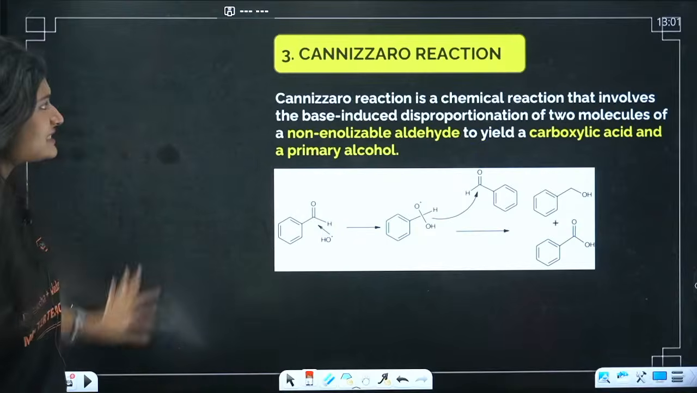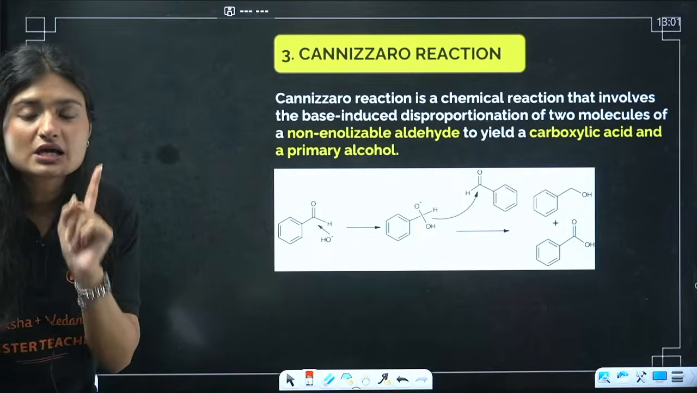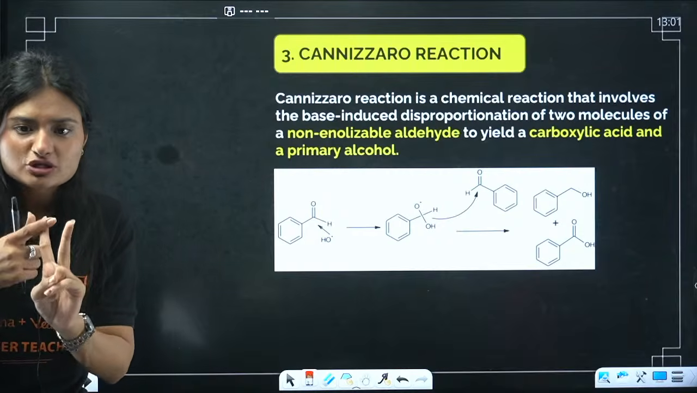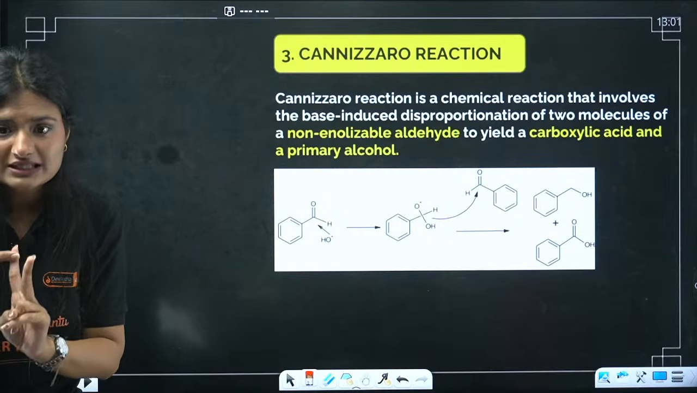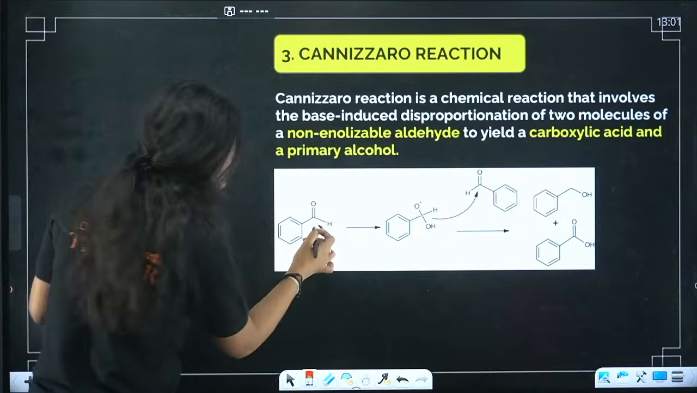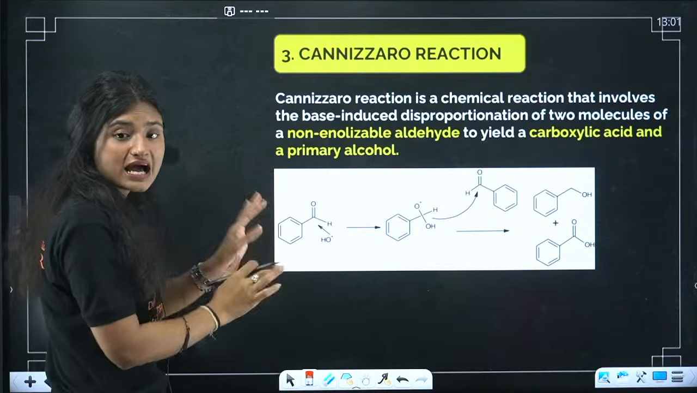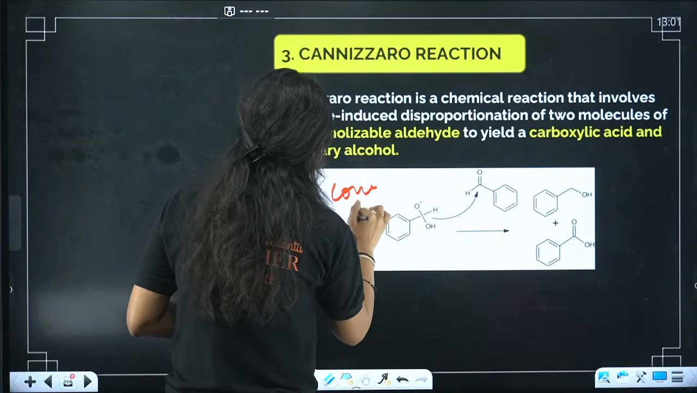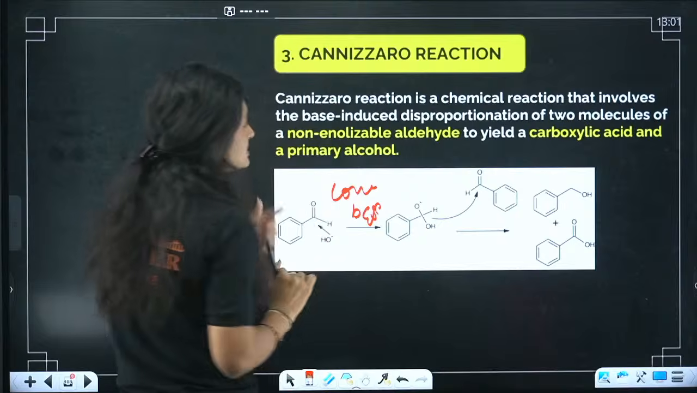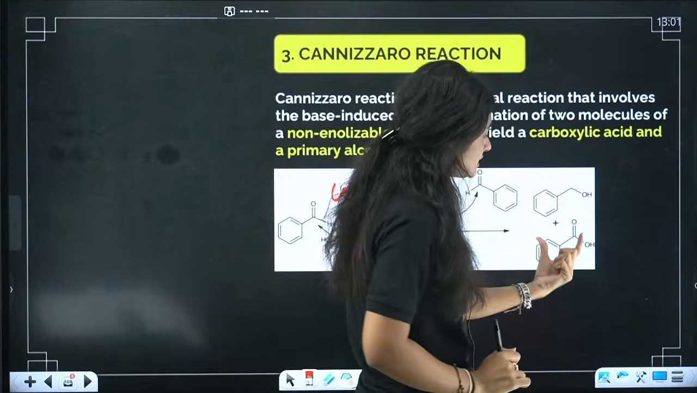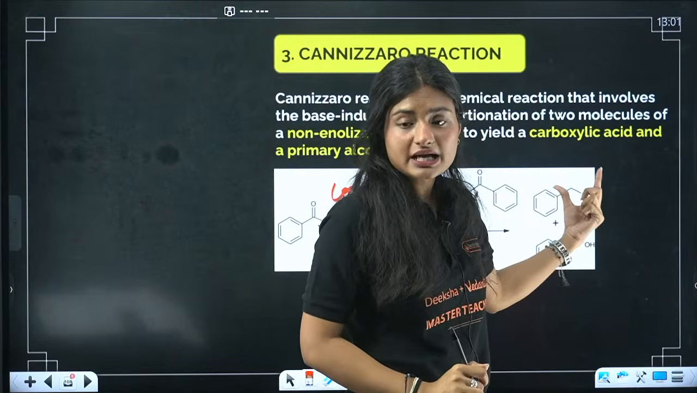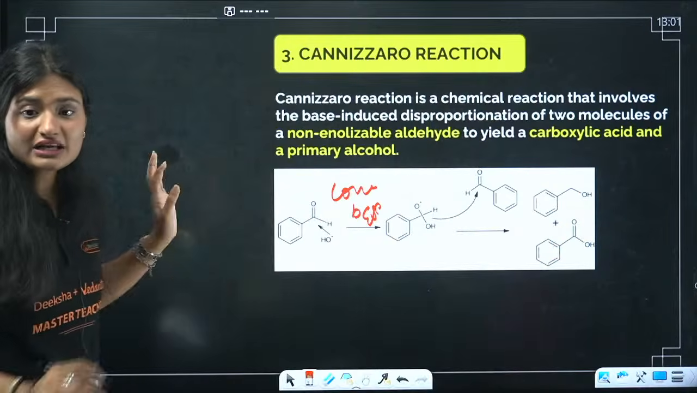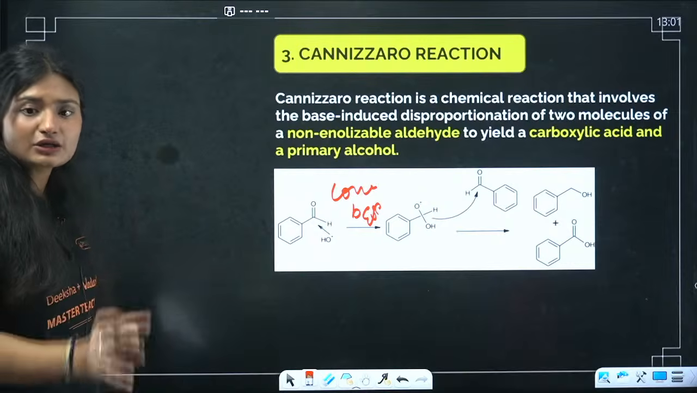Next is the Cannizzaro reaction, given by carbonyl compounds that have no alpha hydrogens. We get two products. One is a carboxylic acid and the other is an alcohol. So compounds that do not have any alpha hydrogen, when you treat them with concentrated base, what happens? You get two products, a carboxylic acid and an alcohol. Whatever is there, you just make a carboxylic acid and alcohol out of it.